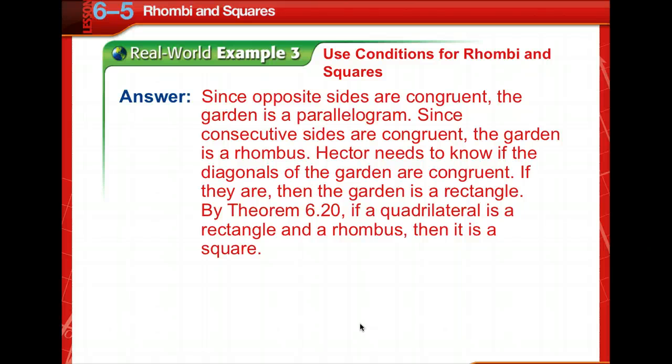So since opposite sides are congruent, the garden is a parallelogram. Since consecutive sides are congruent, the garden is a rhombus. Hector needs to know if the diagonals of the garden are congruent. If they are, then the garden's a rectangle. By theorem 620, if a quadrilateral is a rectangle and a rhombus, then it is a square.